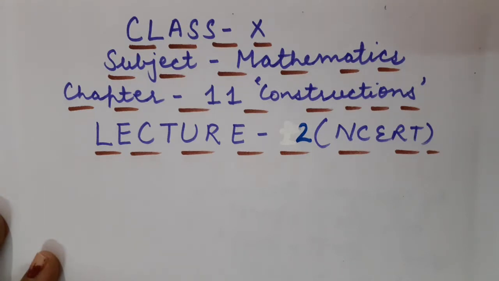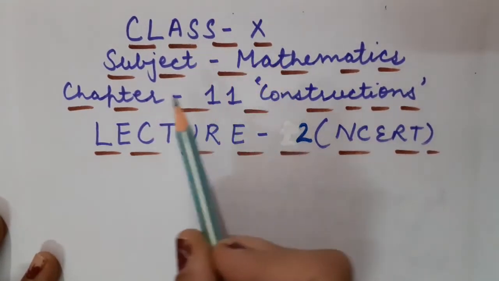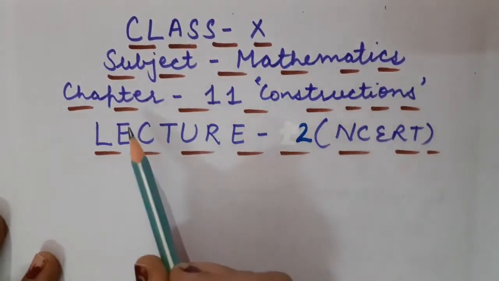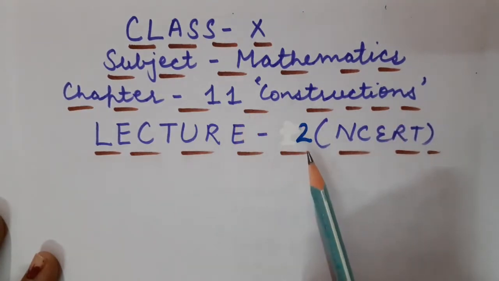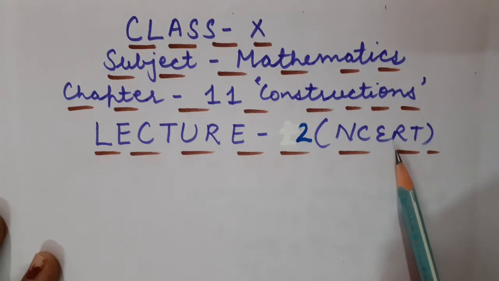So, children, let us start today's mathematics class. This is class 10th, subject mathematics, chapter number 11, constructions, and this is our lecture number 2. And children, the content I am going to cover is from your textbook, that is NCERT.